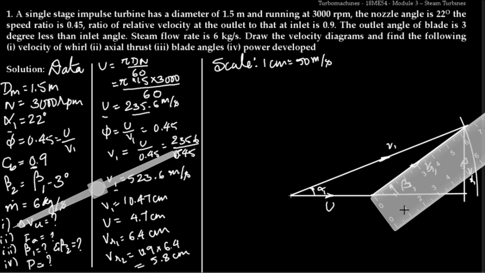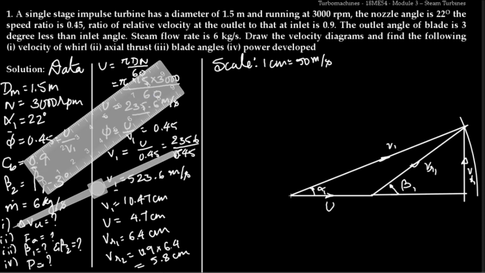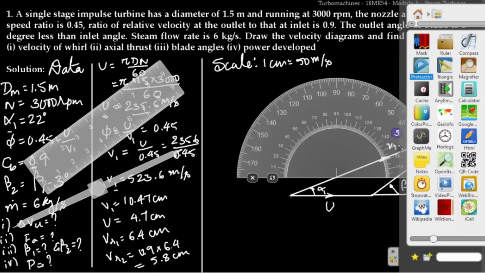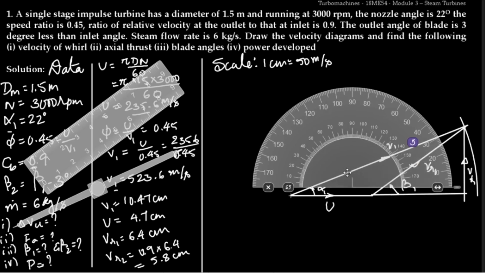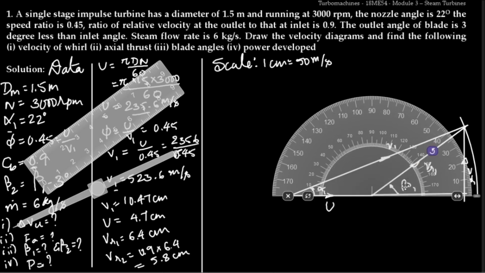Now I need to measure the angle made by VR1, that is, I need to measure beta 1. So for that purpose, I place the protractor here. Now I can see that it is around 36 degree. So beta 1, I'll write it here. Beta 1 is around 36 degree. So I know the relation between beta 1 and beta 2. It is 36 minus 3, which is 33 degree.